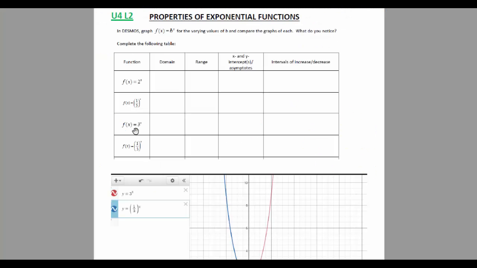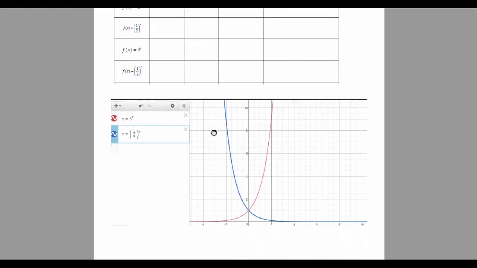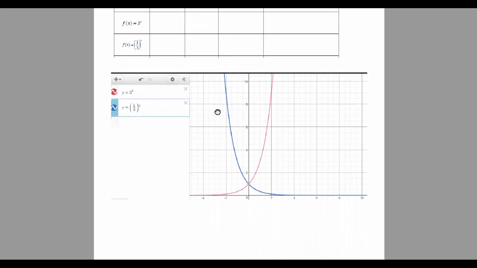In the second lesson, we took a look at graphing exponential functions, and we were asked to find their domain, range, x, y intercepts, any asymptotes, and whether they increase or decrease. So we used Desmos for this. You might want to have another look at that because there may be a question like that coming up on your evaluation.